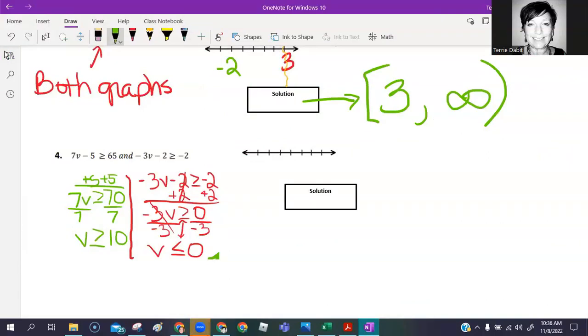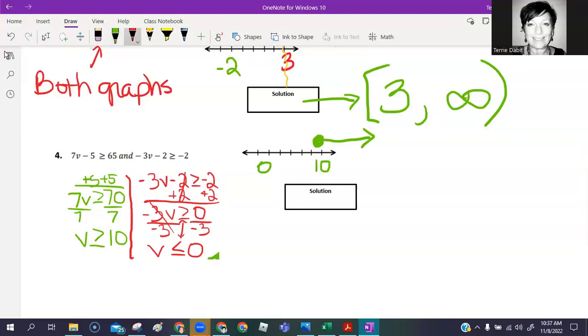All right, in the green part, I added 5 to both sides, got 70, brought my 7v down, divided by 7, and got that v was greater than or equal to 10. So at the 10, I have a closed circle, and it says greater than all the way.